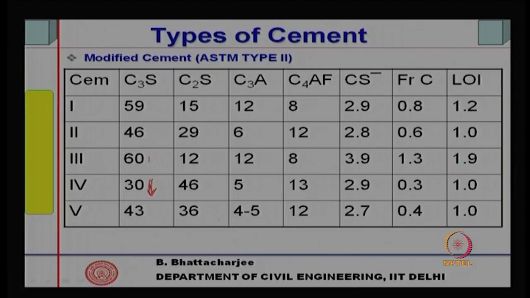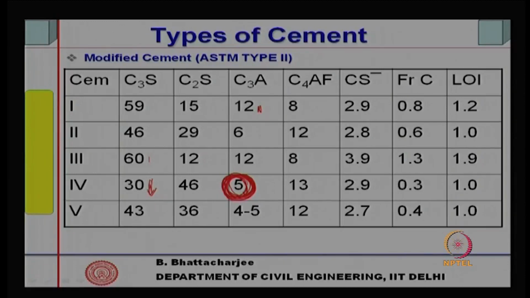Now, what gives heat of hydration maximum? The maximum heat of hydration comes from C3A. Maximum heat of hydration comes from C3A. So, therefore, you can see the reduction here, maximum heat of hydration is here, therefore, this is reduced.